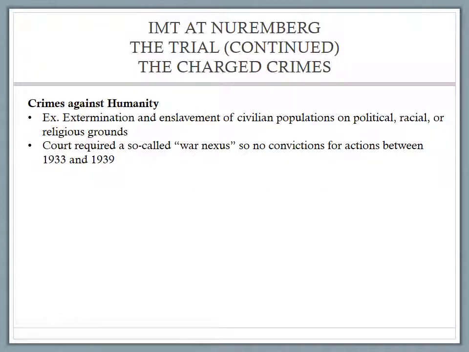And finally, what about the charged crime of crimes against humanity? At the IMT, the crime of crimes against humanity was essentially where crimes that would later be called genocide or crimes that were protected by the later Convention Against Torture were tried, with the caveat that, unlike today, back after World War II there had to be a war nexus, such that there would not be any convictions for actions that took place before World War II, during 1933 to 1939.